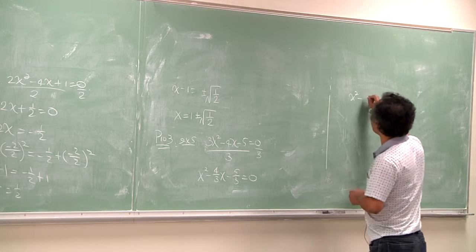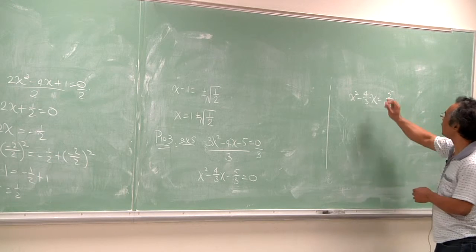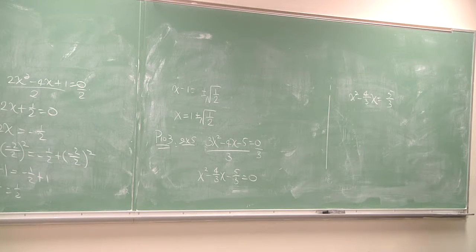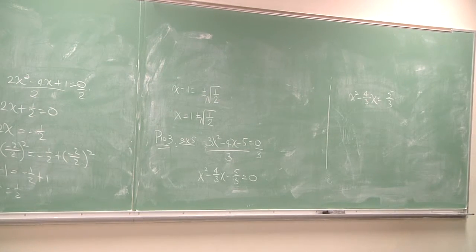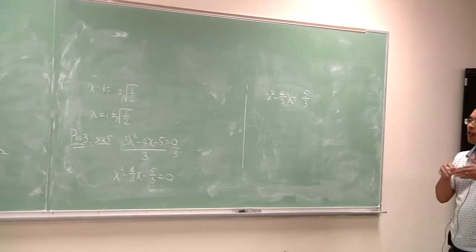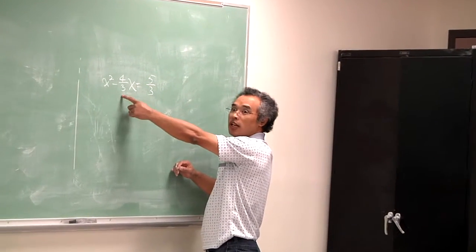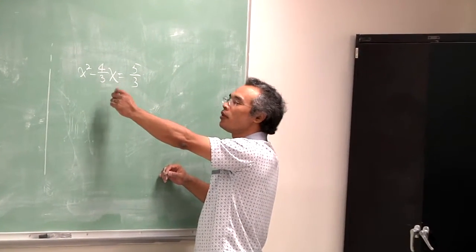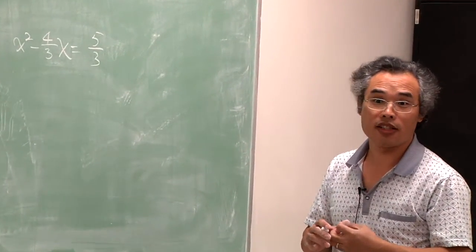So we get x squared minus 4 over 3x equal to 5 over 3, right? Now we are ready to complete the square on the left. Okay, so we need to add some number on both sides. So the number is coming from here, right? So we need to divide this number by 2 and square it, just like we did before, isn't it?